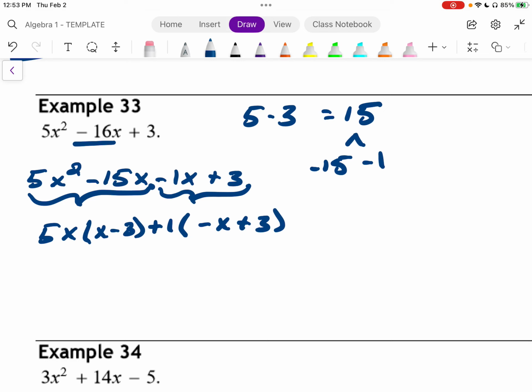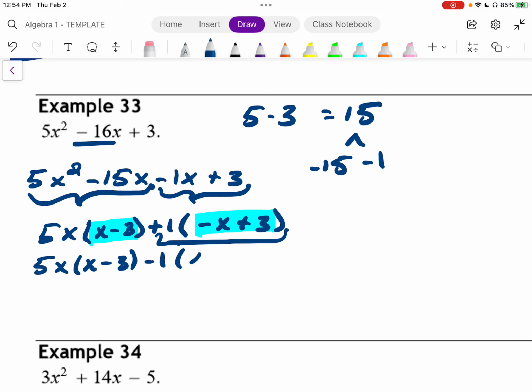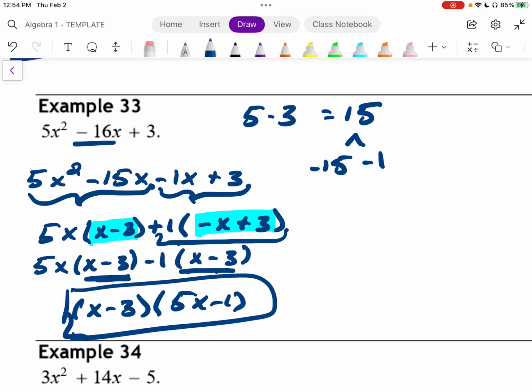Well, that's not going to work out because we've got an x minus 3 and then a negative x plus 3. We see that those signs are swapped. So what I'm going to do here is take a negative out of this one. So I'm going to write down the first as 5x and then x minus 3. And then if I change this to a negative 1, then it'll be x minus 3 in the parentheses. All right, so I kind of remove that negative. Now this will work out. I've got a repeated x minus 3, so that can come out front. And then I have 5x minus 1 left over. And there we are.